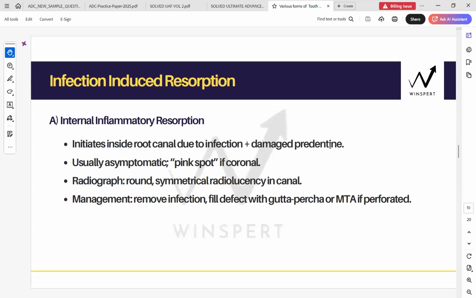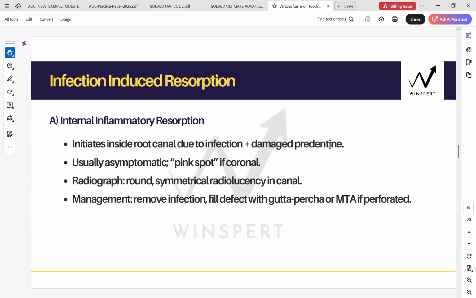And when the perforation has occurred with the external surface or the defect is too large, then even MTA should be considered, because thermoplasticized GP will not strengthen the root, but MTA will integrate with the root and will increase the strength and integrity, preventing the fracture. Clear for everyone? If the defect is large or there is a perforation with the external root surface, then MTA should be used instead of thermoplasticized GP.